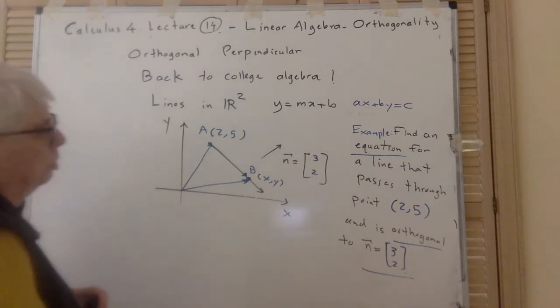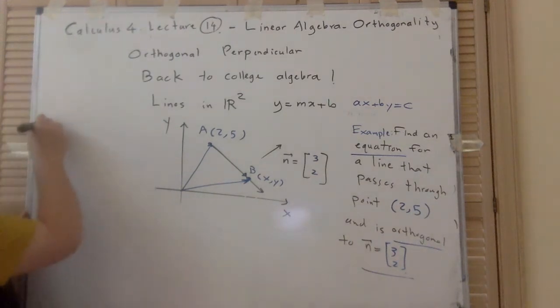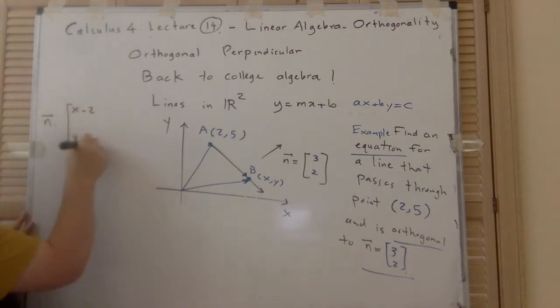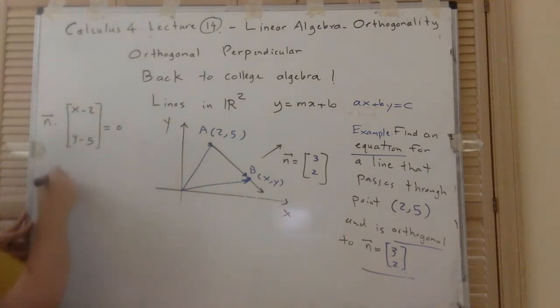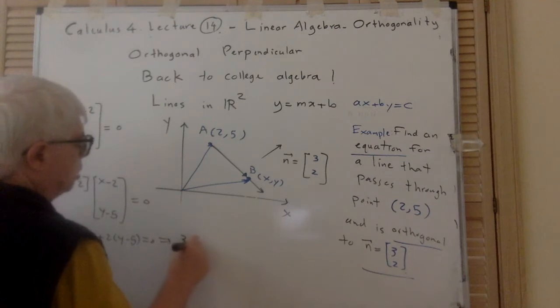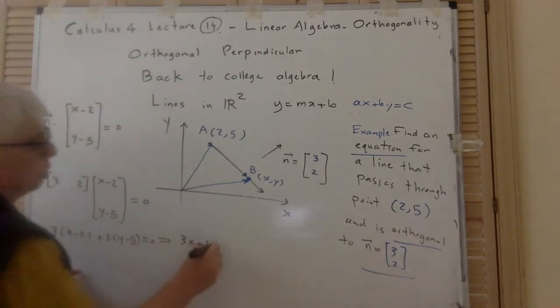So, what was the formula? The formula was n dot this vector. The vector was (x minus 2, y minus 5) equal to 0. And so that is the vector over there, (3, 2) times (x minus 2, y minus 5) is 0. So I have 3 times (x minus 2) plus 2 times (y minus 5) is 0. And that gives me 3x plus 2y. 3 times 2 is 6, 2 times 5 is 10, equals 16.